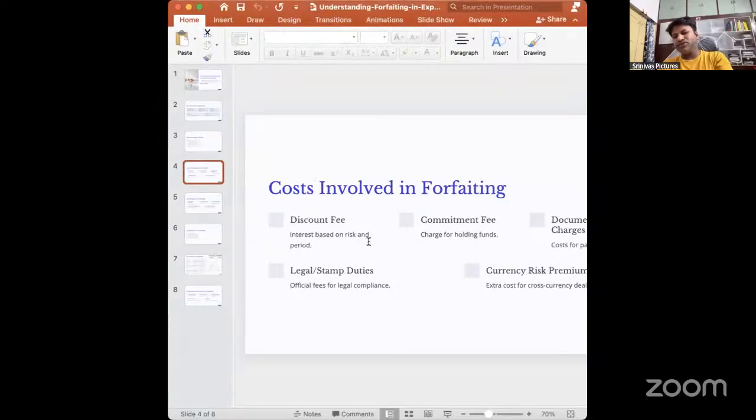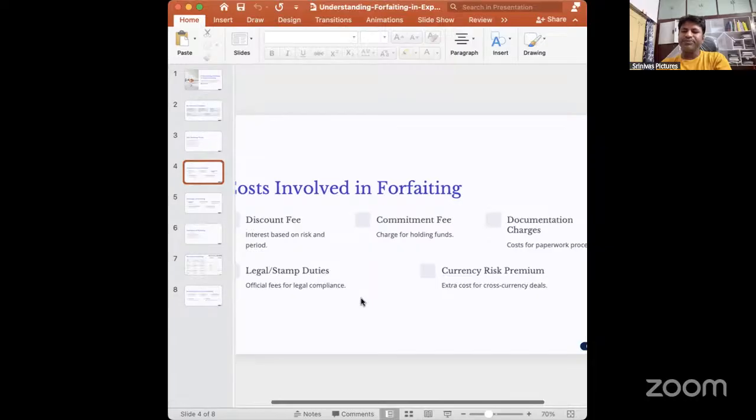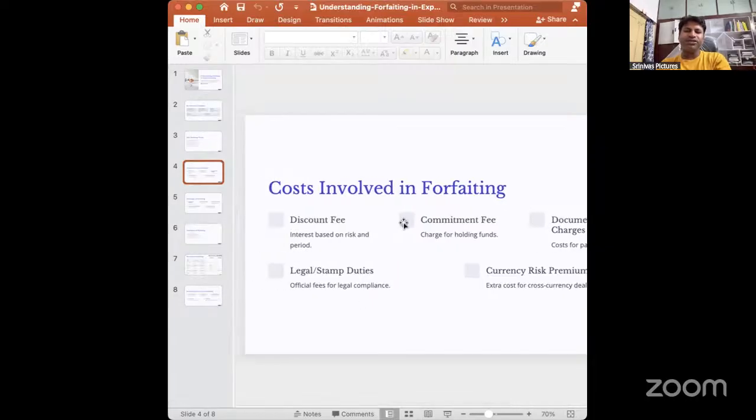The next one is the cost involved. So discount fee involved, commitment fee involved, document charges involved, and legal stamp duties. The legal stamp duty is nothing but an official fee for the legal compliance, and currency risk premium, the extra cost for the cross currency dealings. So all these costs are involved.